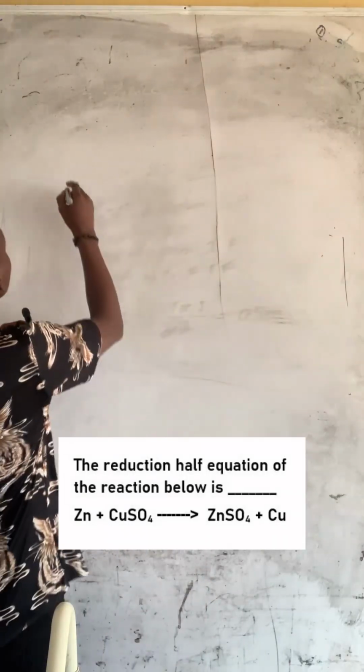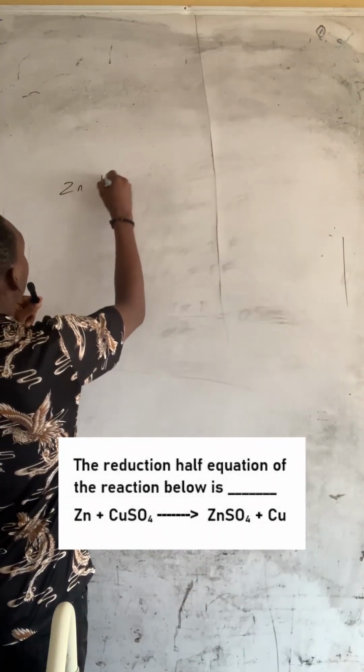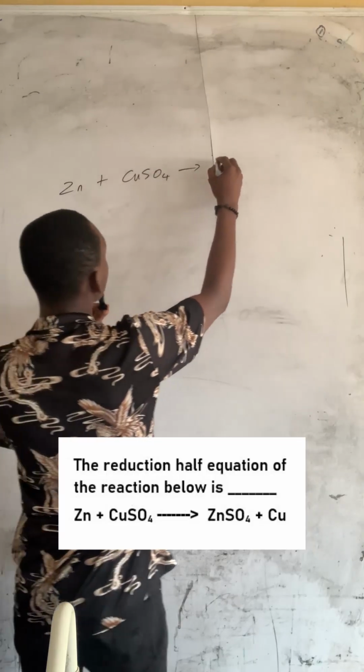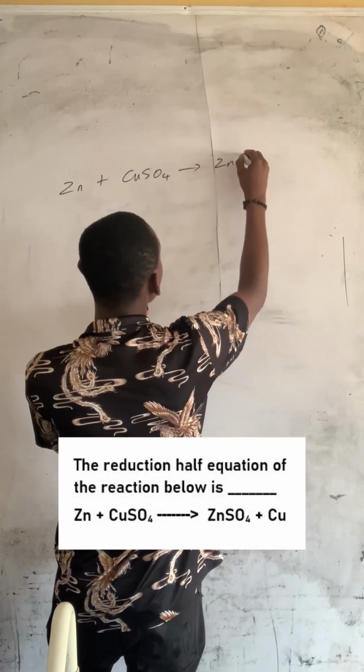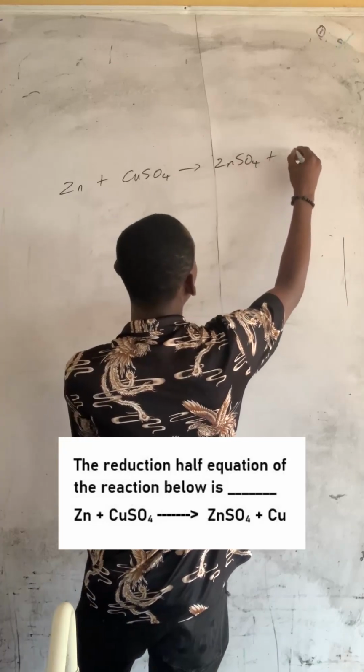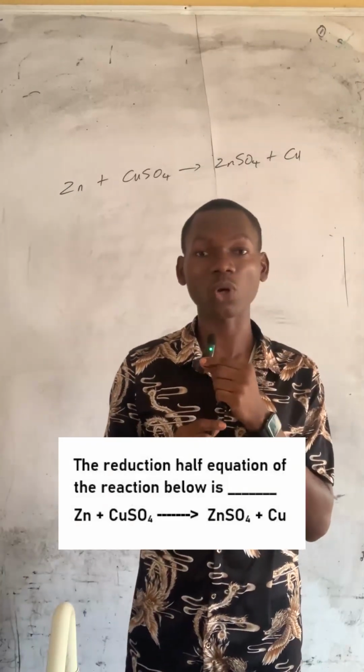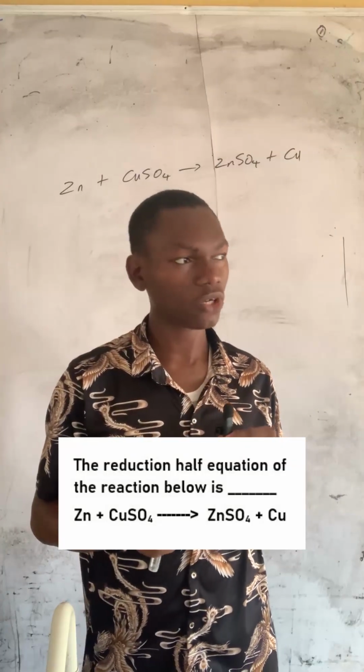The equation is zinc reacting with copper sulfate, producing zinc sulfate and copper metal. We are asked to write the reduction half equation. Now, the equation might sound strange.